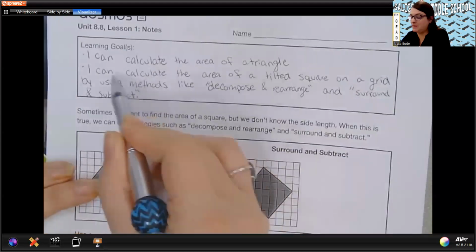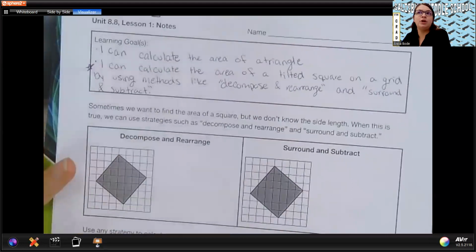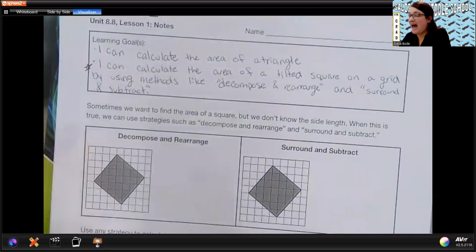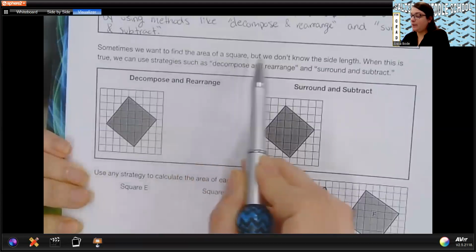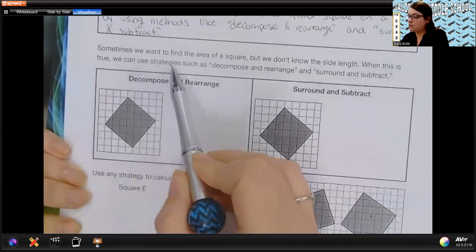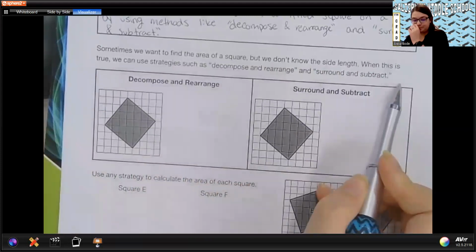So this is really the main thing that's new, in the sense that you haven't heard of it before and you haven't figured out area in this way before, but it's still simple basic skills that you should know from 6th grade. Sometimes we want to find the area of a square, but we don't know the side lengths. When this is true, we can use strategies such as decompose and rearrange and surround and subtract.